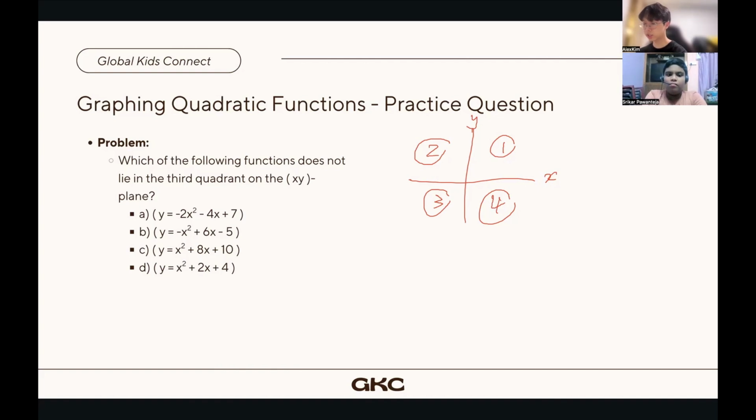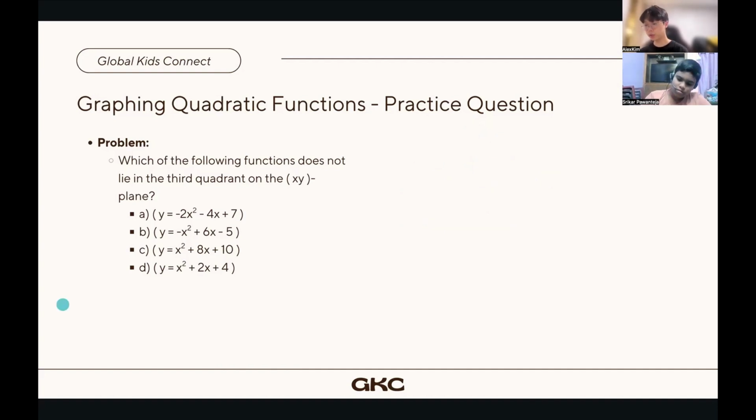And so this question is asking which of the following quadratic functions has a graph that does not lie in the third quadrant. Any parabola that passes through the third quadrant, whether it opens this way or maybe this way, all will pass through. And so we have to find a case in which it does not pass through the third quadrant. For this kind of question, you would have to graph each function.